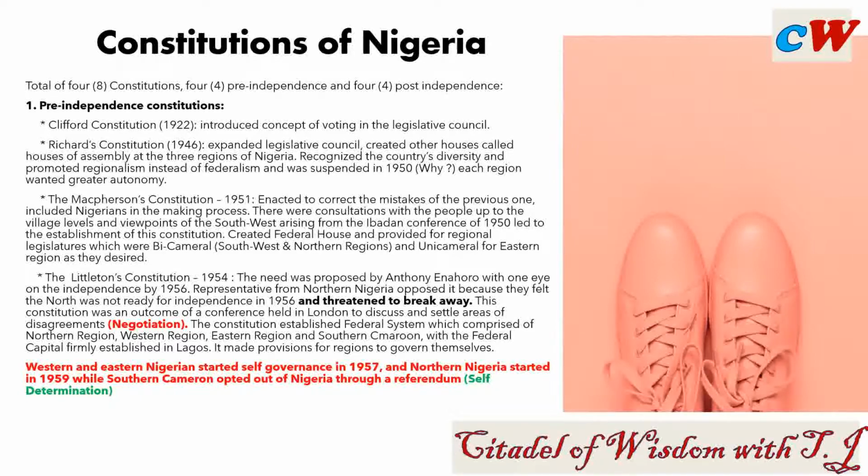And this led to the idea of having a conference in London. So the conference was held in London, where issues were addressed. Negotiations took place because the North had already threatened to break away from the Union. So there was negotiation, people compromised, and there was a resolution.